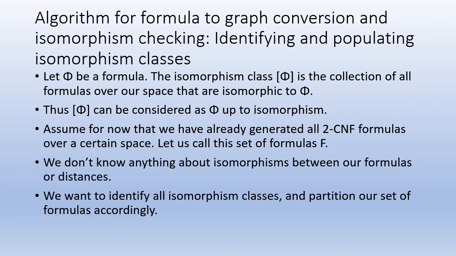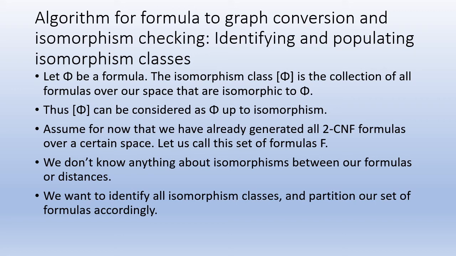We utilize the isomorphism check described in the last slide to identify and populate isomorphism classes. Let phi be a formula. The isomorphism class containing phi is the collection of all formulas over our space that are isomorphic to phi. Thus, this class can be considered as phi up to isomorphism. Assume for now that we have already generated all 2-CNF formulas over a certain space. Let us call this set of formulas F.